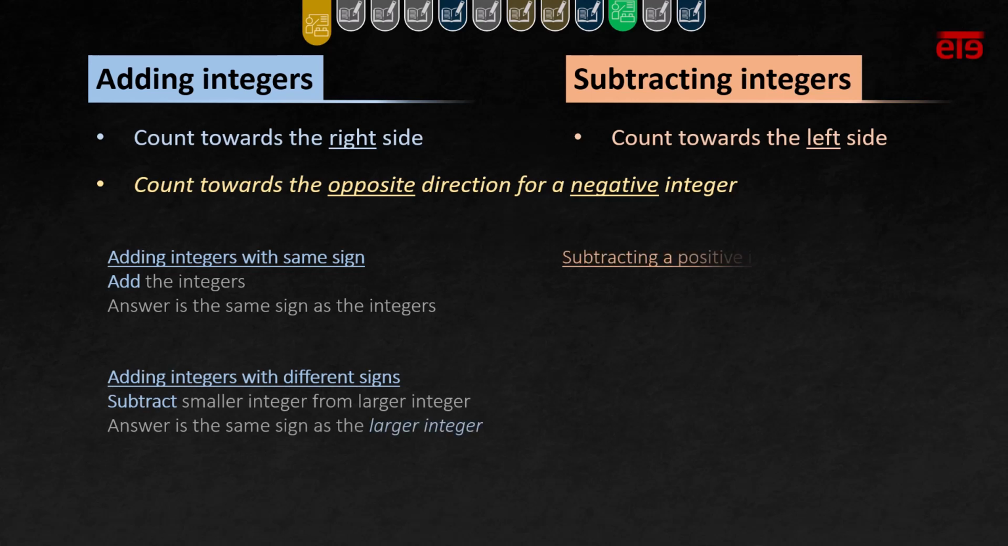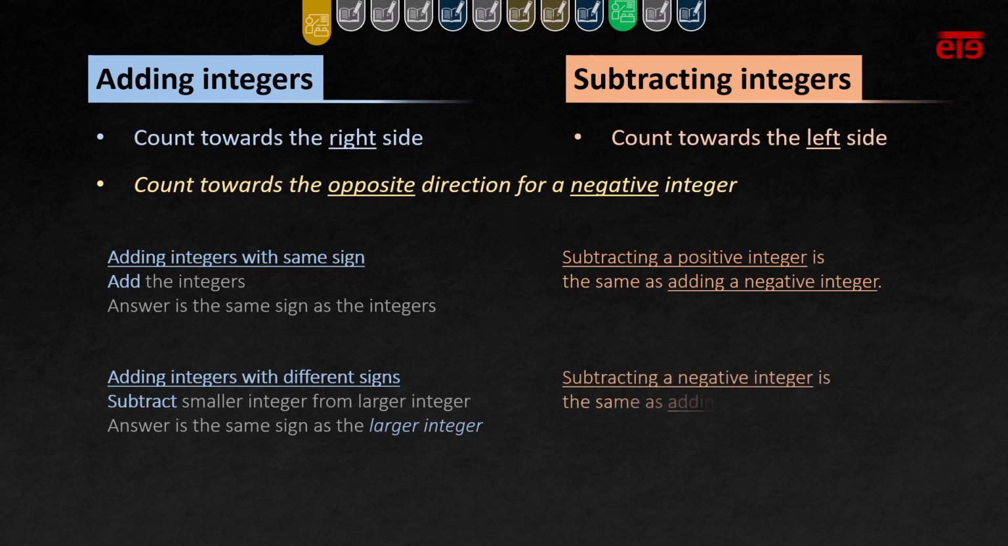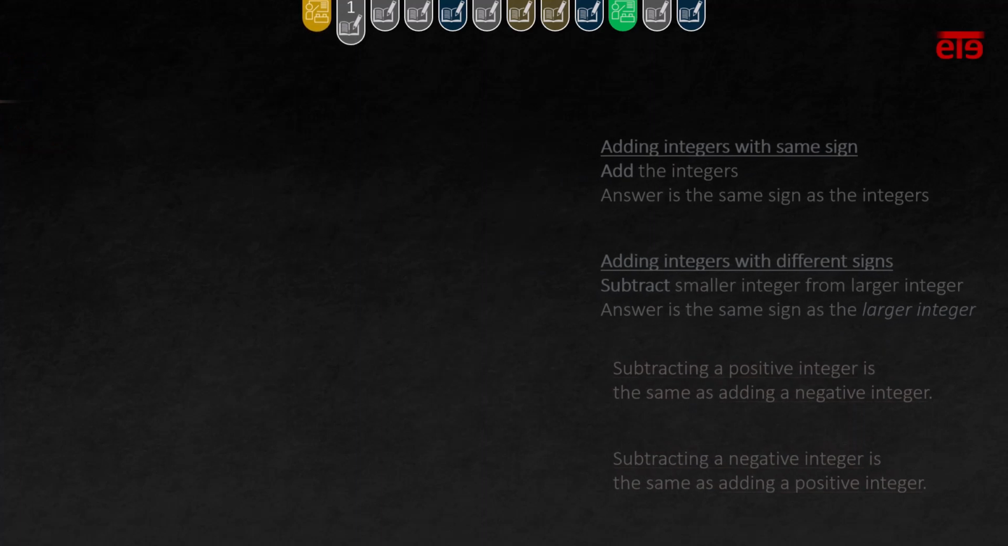For subtraction, there are also some shortcuts. Subtracting a positive integer is the same as adding a negative integer. When we subtract a negative integer, we can change the expression to adding a positive integer. We can use these rules to solve the problems.